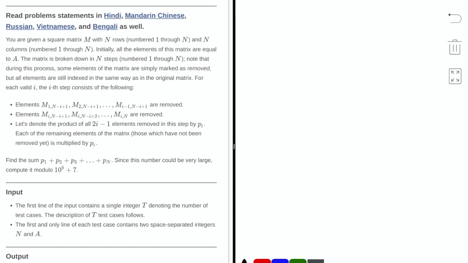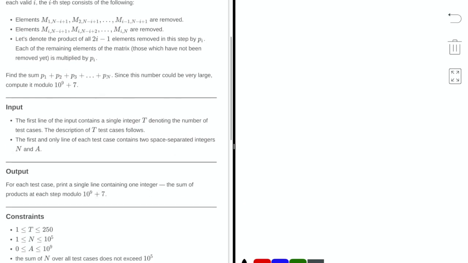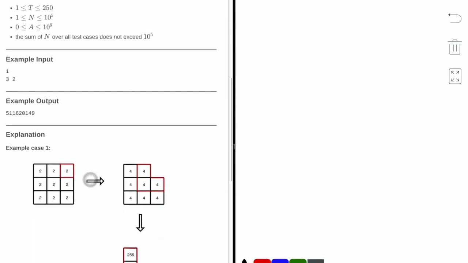And the product of all the 2 times I minus 1 elements removed is denoted by P of I. And each of the remaining elements of the matrix are multiplied by P of I. And we want to find the sum P1 plus P2 plus P3 all the way up to Pn. So let's look at the example case.